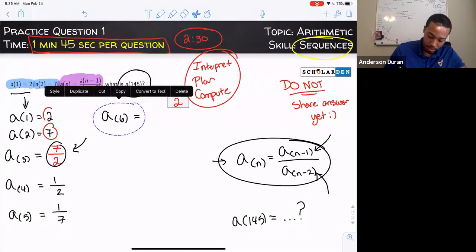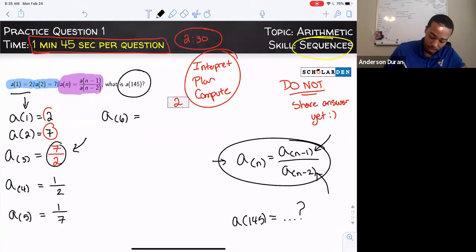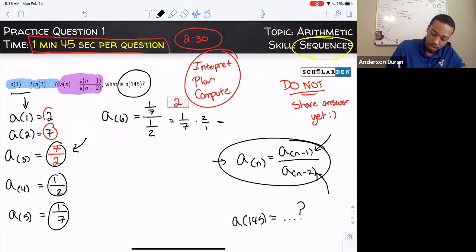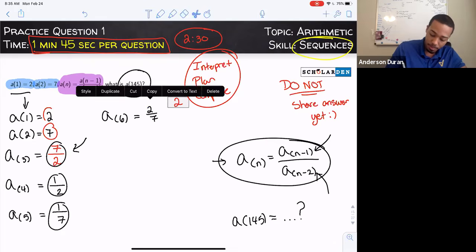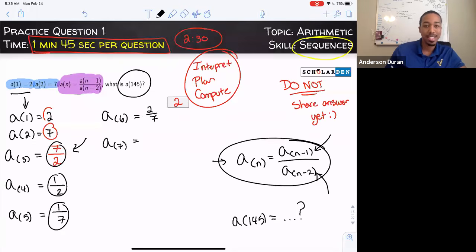So A of 6, let's try that one out. Again, we will take A5 and divide by A4. And so this will give us 1/7 multiplied by 2/1, which gives us 2/7. So I erase all of this again, and I will move this over. Last time, again, we need to find the pattern. I don't see it yet.